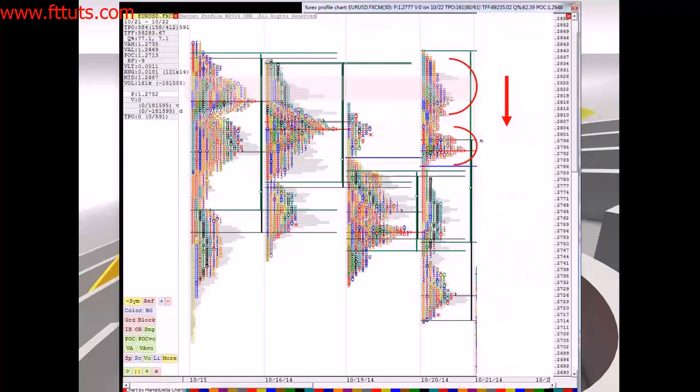Now, take a look. Sure enough, we go back up and test. We make it all the way up here to this, just below the prior high that we had made, and we drop back down. Notice the high volume bars here. Not much of a rotation up here. As a matter of fact, we have an imbalance. So when the buyers tried to push higher, they couldn't.